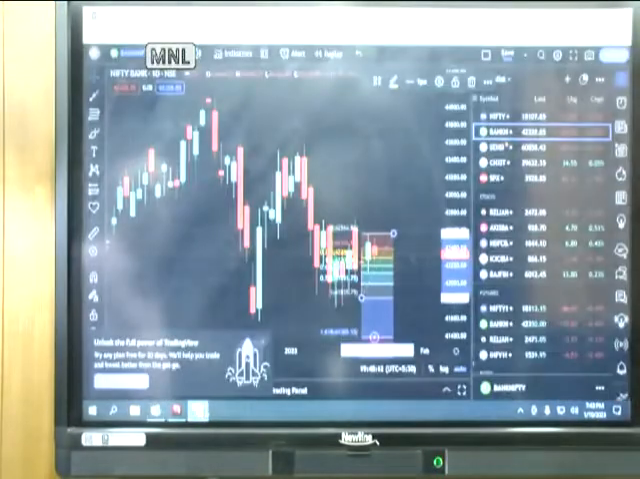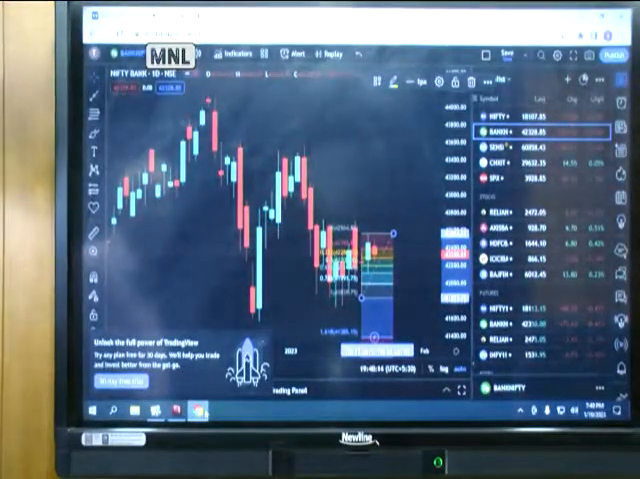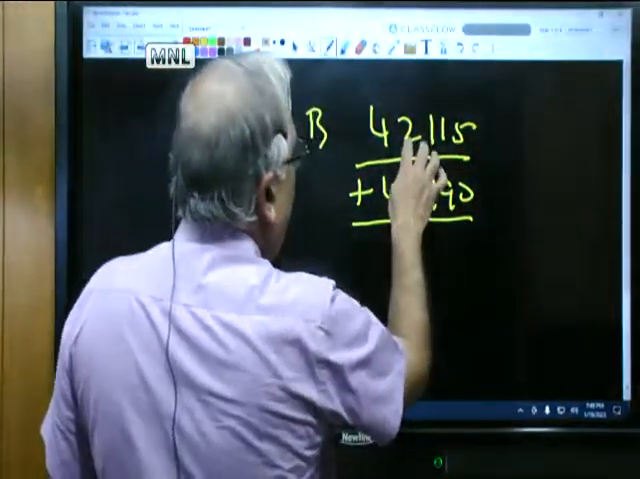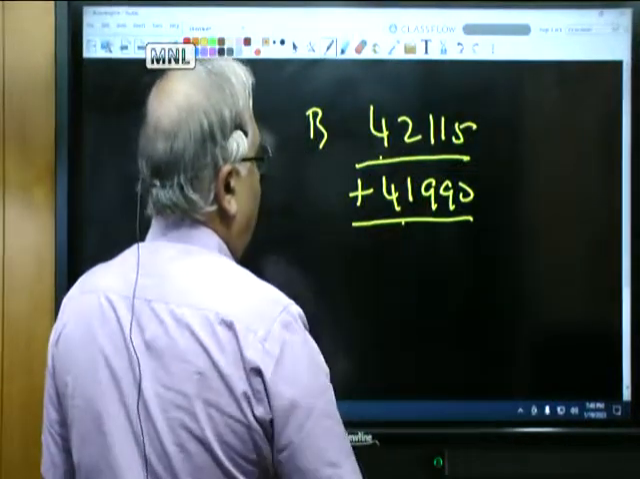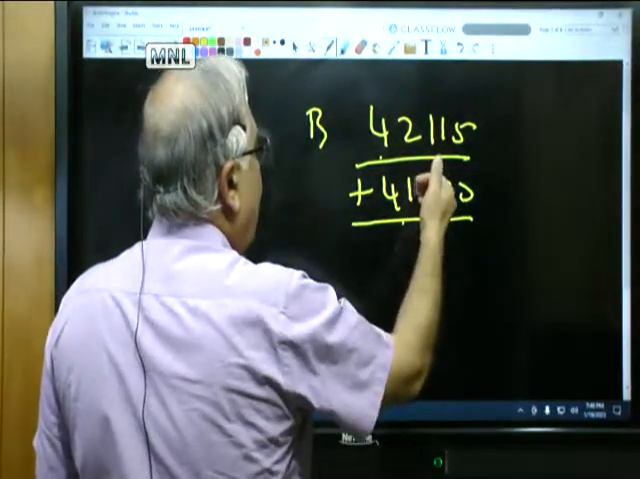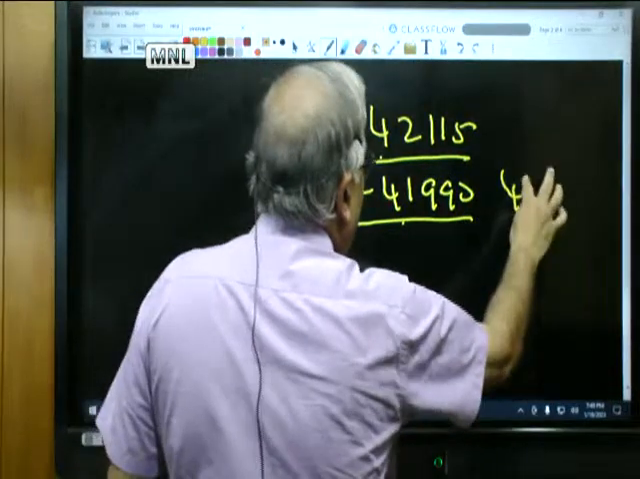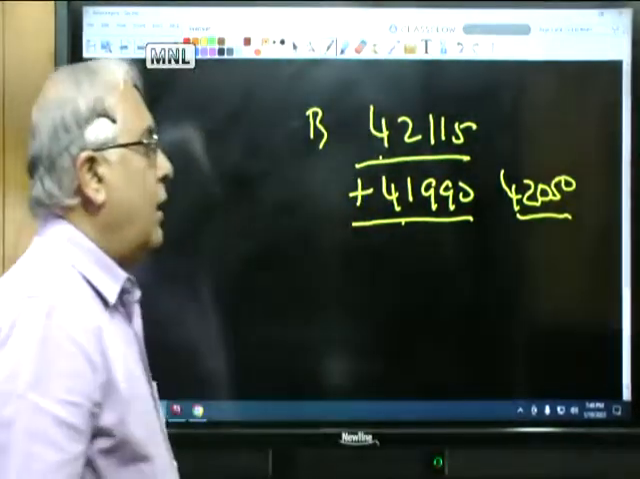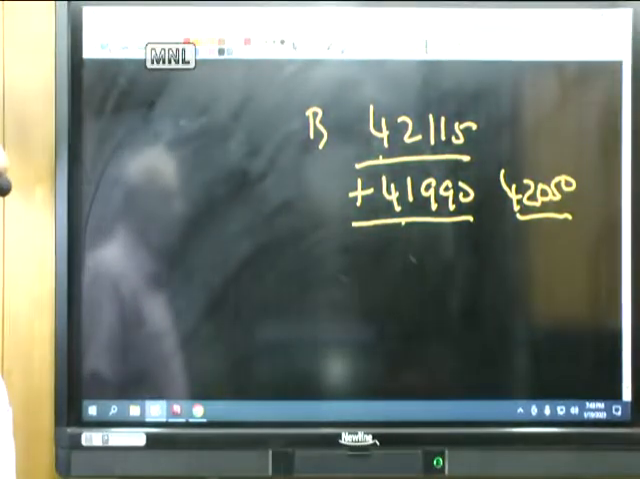So let's look at 41,990. It may stop somewhere between these two levels. It may not exactly go below this. Probably it can come closer to this. So I think the likely level where it may stop could be 42,050, in between the 61.8 and 78.6%.